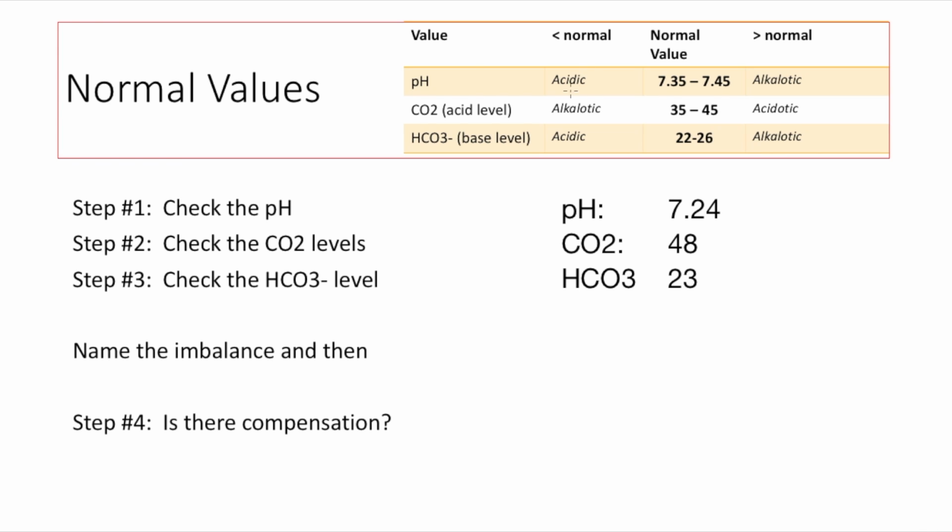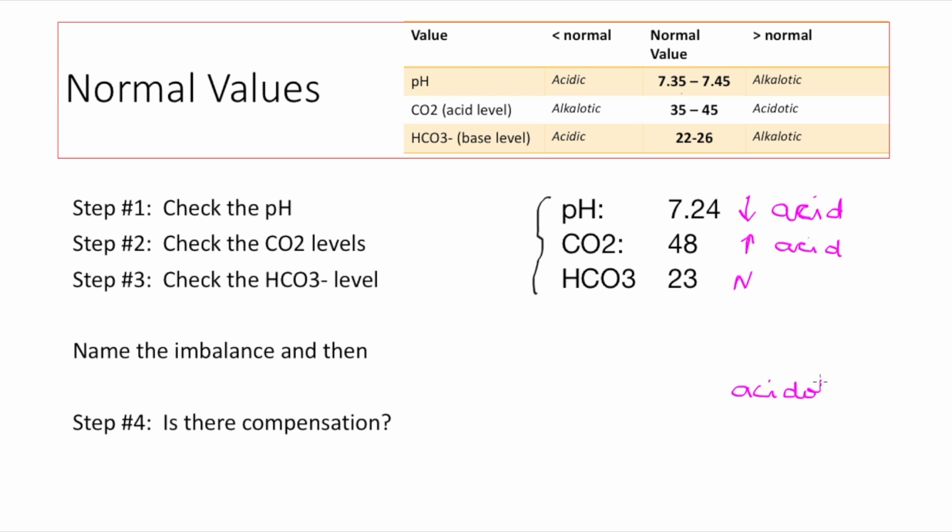The first thing I want to do is check my pH. I see 7.24 is lower than the normal range, which means I have an acidotic environment. I'm going to go ahead and label this with a downward arrow and put the word acid beside it. So let's do the same for our CO2 and bicarb levels. CO2 48 is higher than the normal value. I put an upward arrow and label it as acidotic. And bicarb 23 was in the normal range, so I'm just going to put the letter N. Now to name the imbalance.